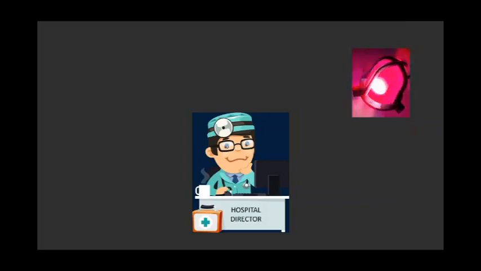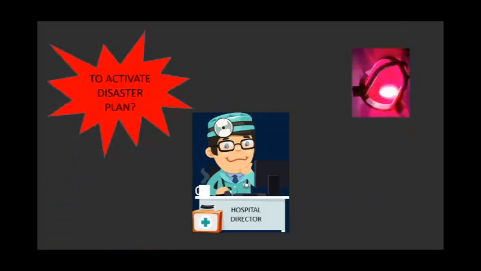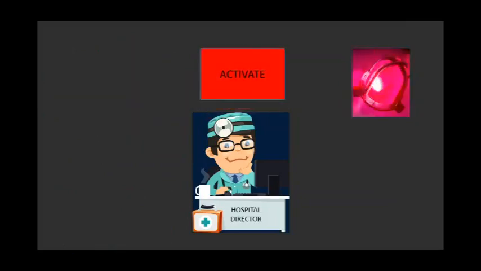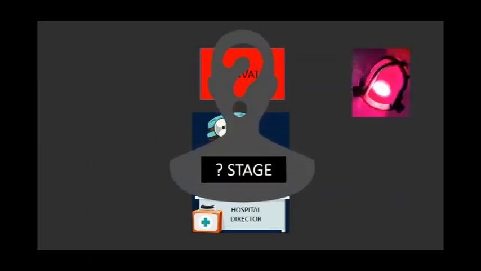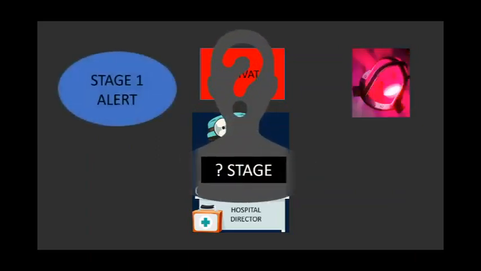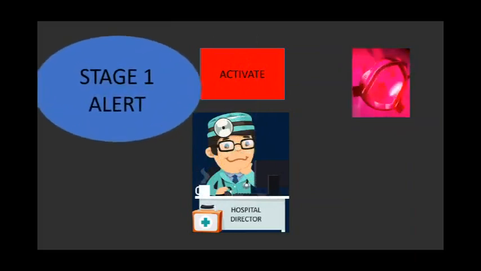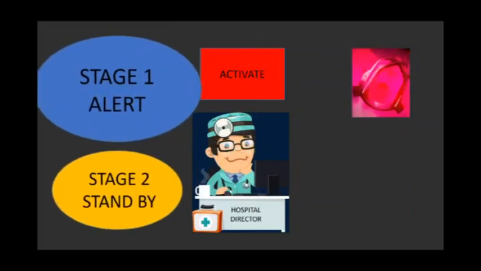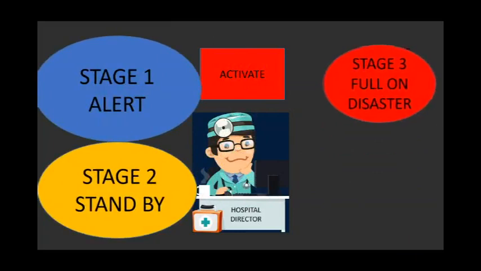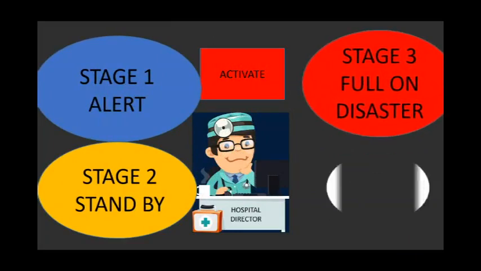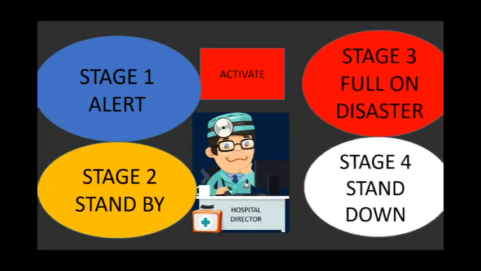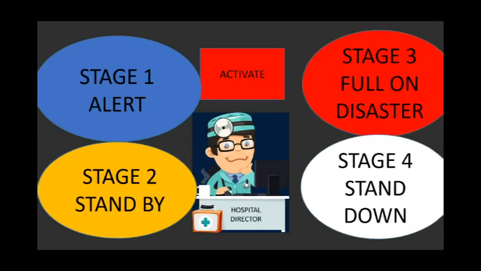The hospital director now has to decide on whether he needs to activate the disaster plan. If he decided to activate it, then he has to decide on the staging of a disaster. It can be stage 1 for alert, stage 2 standby, stage 3 full-on disaster, or stage 4 stand down. We will talk more about the staging in the next topic.